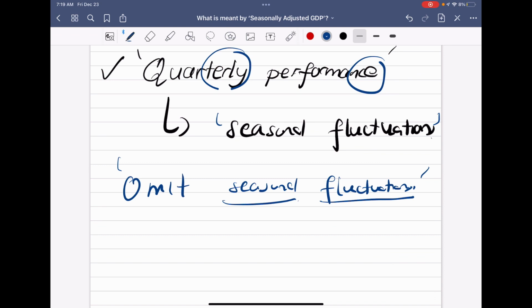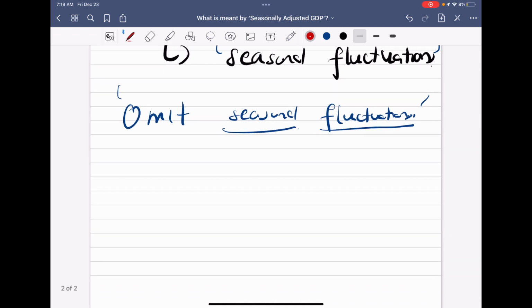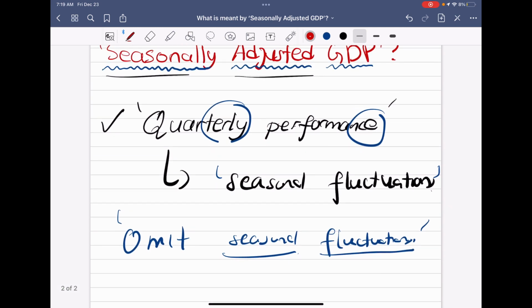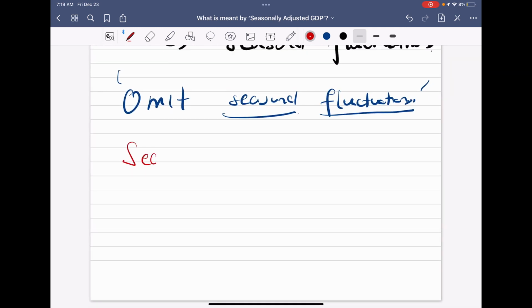That's the point. Sometimes seasonal fluctuations are relatively large. For example, in the U.S., from the first quarter to the fourth quarter, it's about 8% in seasonal fluctuations. So you can see that seasonal fluctuations could really distort one's analysis. And that is why we come to this concept of seasonally adjusted GDP. Seasonally adjusted GDP is when the data omits seasonal fluctuations.